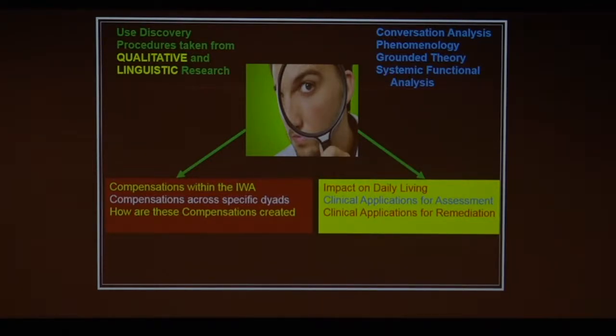We use discovery procedures from qualitative research and from sociolinguistics and linguistics proper to study these things, like conversation analysis, grounded theory, phenomenology, and systemic functional analysis. This allows us to look at individuals who have aphasia and the kinds of compensations they use when they're working with other people, and how we can take those compensations and apply them in rehabilitation.